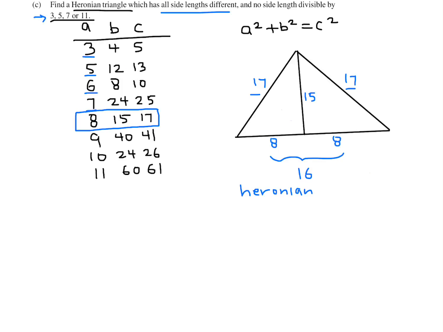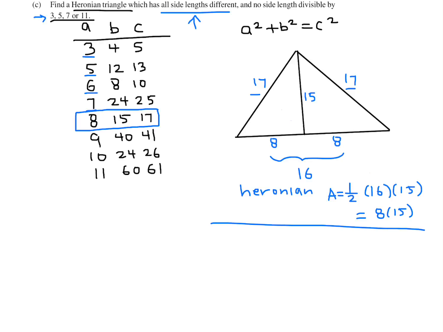This is indeed a Heronian triangle because all the side lengths are integers, and the area is also going to be an integer, right? Because the area is going to be 1/2 base, which is 16, times 15, and this is basically 8 times 15, and 8 times 15 is an integer. So it satisfies the criteria of Heronian, but in part C they've added an additional criterion that the side lengths must all be different. So unfortunately, that triangle doesn't work. All right, no problem. Let's move on.